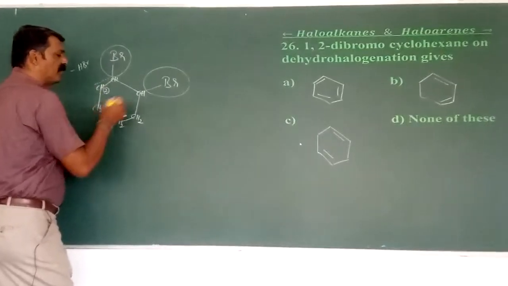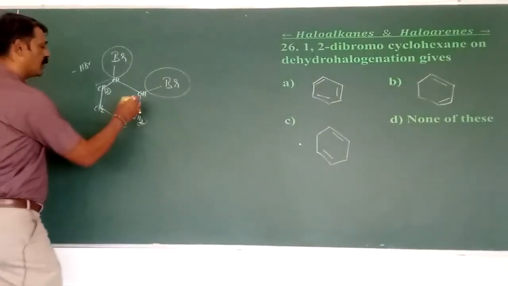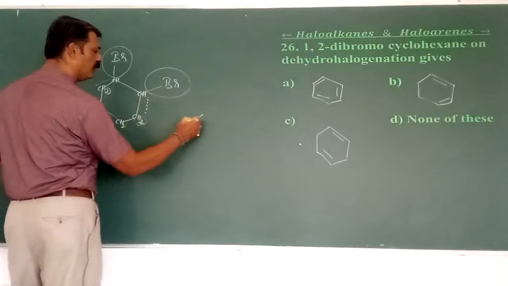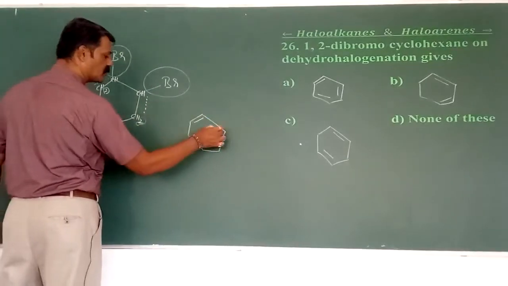It is CH. If it is CH, no doubt, but there is already the double bond between them. Hence we have to remove this one. Means where we have to get the double bond here. Here I am getting the double bond. Here also I am getting the double bond.